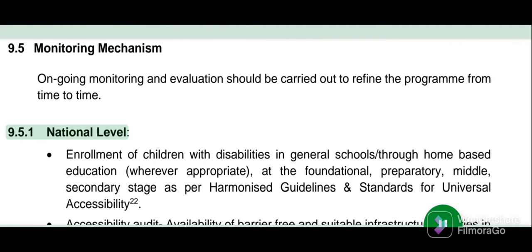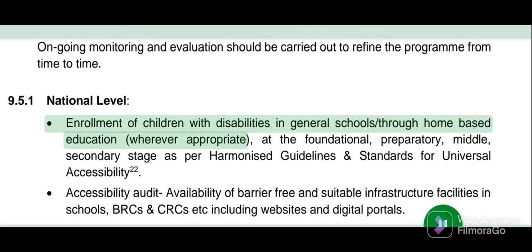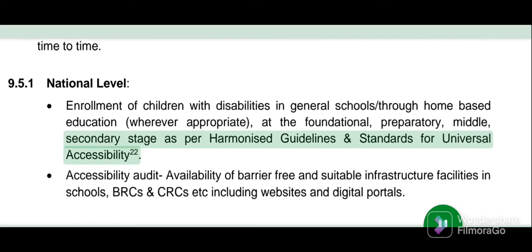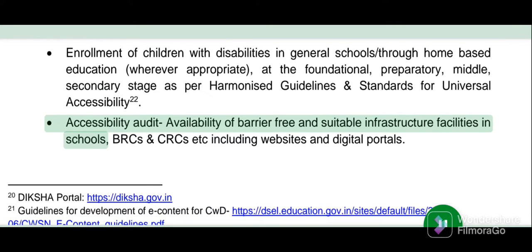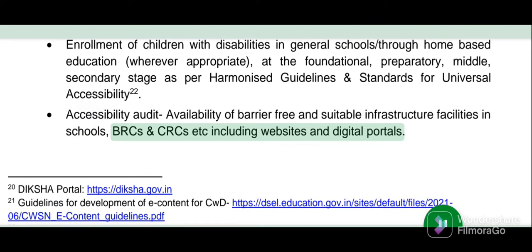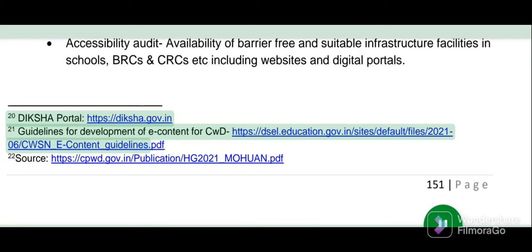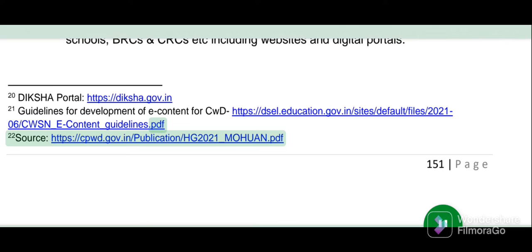9.5.1 National level. Enrollment of children with disabilities in general schools through home-based education wherever appropriate at the foundational, preparatory, middle, secondary stages for harmonized guidelines and standards for universal accessibility 22. Accessibility audit: availability of barrier-free and suitable infrastructure facilities in schools, BRCs and CRCs etc. including websites and digital portals. 20 Diksha Portal, Web Links. 21 Guidelines for development of content for CWD Web Links 06 Content_Guidelines.PDF. 22 Source, Web Links. 152 PAGA.